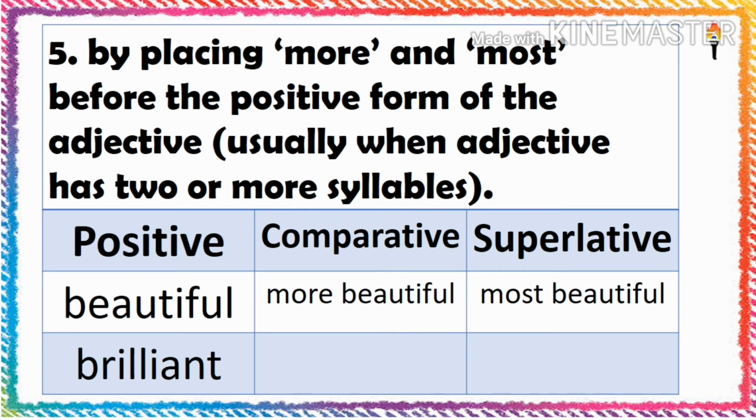Second example is brilliant. Brilliant is 2 syllables. For the comparative, we add more before the adjective. In the superlative, we add most. So brilliant becomes more brilliant. We didn't say brillianter, but instead more brilliant. And superlative, most brilliant.